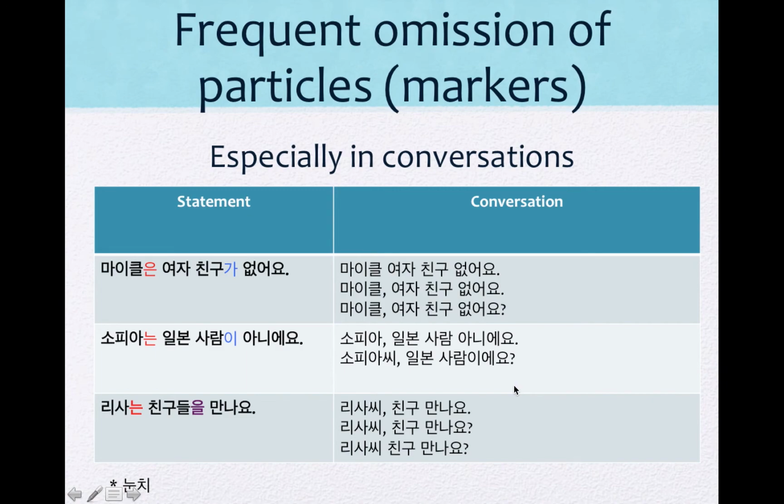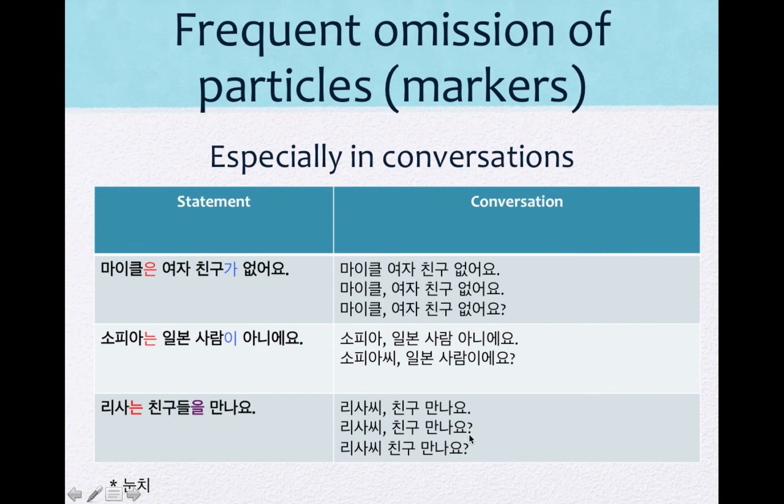I suppose technically you could be asking somebody else about Sophia with this sentence. 소피아 씨 일본 사람이에요. I'm talking to you, Michael. But when it comes to Sophia, is she Japanese? I don't know. Do you know? See, context. How about 리사는 친구들을 만나요? Lisa meets her friends. 리사 씨 친구 만나요. When it comes to Lisa, she's meeting her friends.